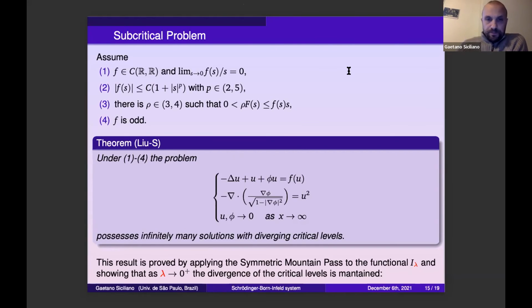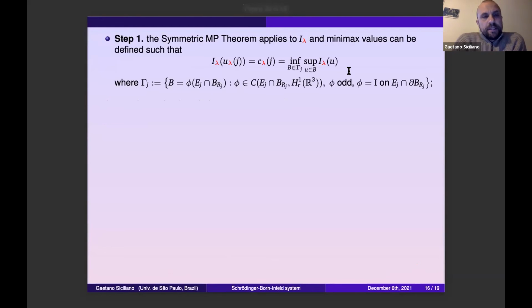And in fact, it is possible to see that the divergence of the critical levels that we have whenever there is a lambda is maintained whenever lambda goes to 0. So in some sense, we can pass to the limit whenever lambda is 0. In fact, you can see the functional with lambda as having a symmetric mountain pass structure. So we can define critical levels in the usual way, by doing the minimax.